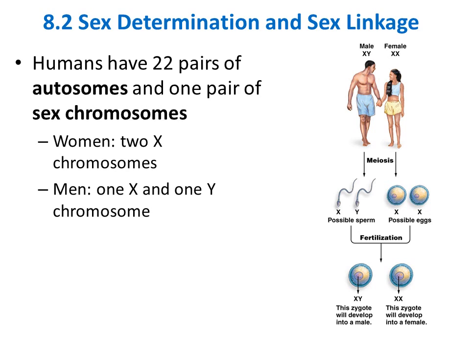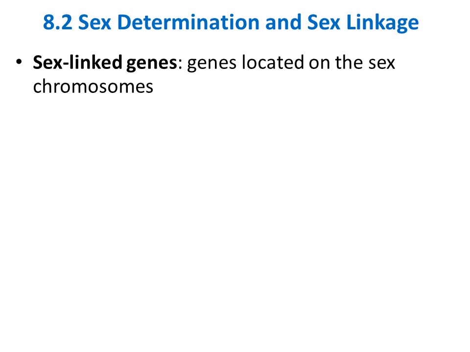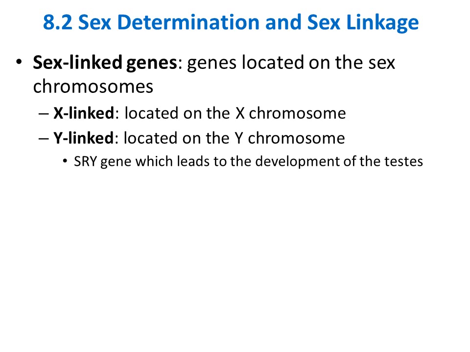So if you do not have that sex determining region, then you will be female. So as I mentioned, all humans have 22 pairs of autosomes, and they have one pair of the sex chromosomes. Women have 2 X's, and men have 1 X and 1 Y. So the sex-linked genes are those that are located on the sex chromosomes. For the most part, what we'll be talking about are X-linked inheritance traits. These are all located on the X chromosome. There are a few that are located on the Y chromosome, such as the SRY gene, which leads to the development of the testes and is in that region, that sex-determining region I mentioned earlier.